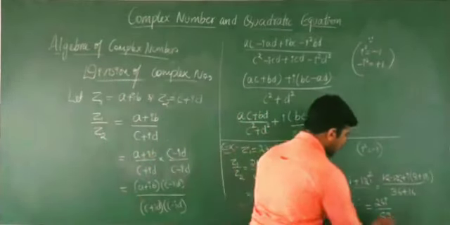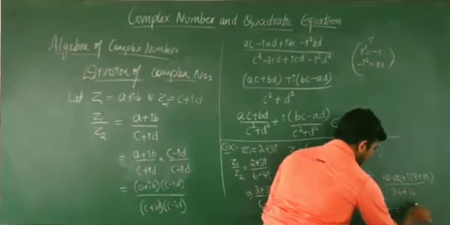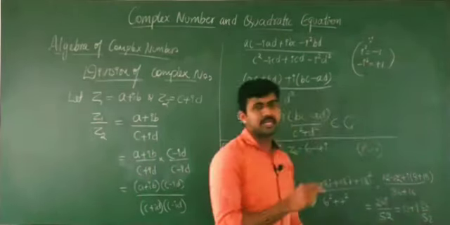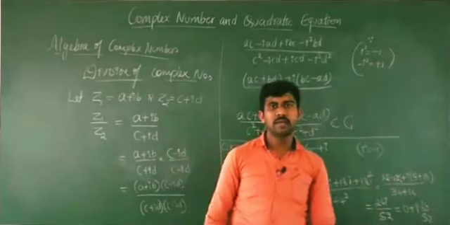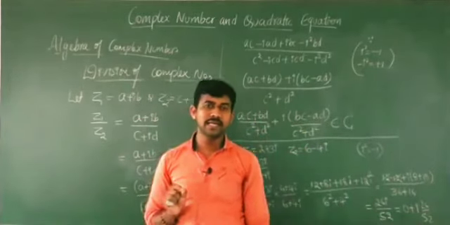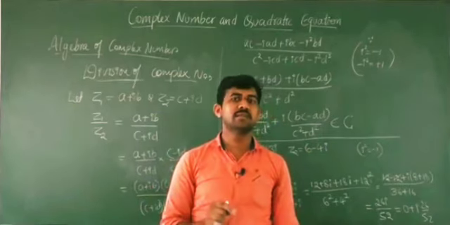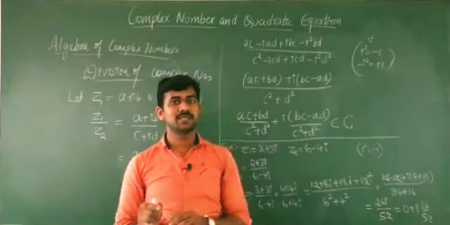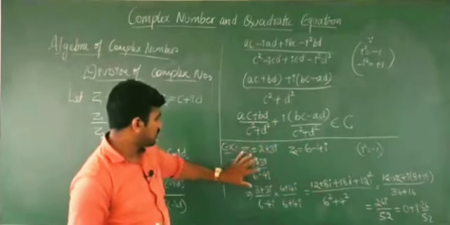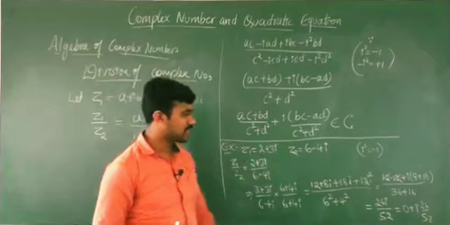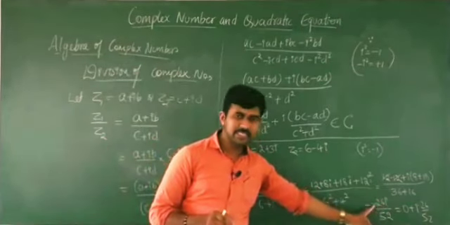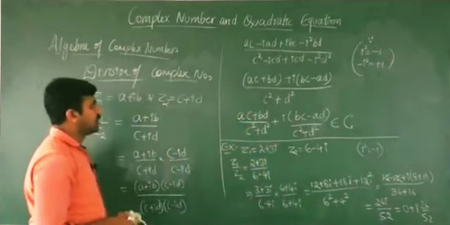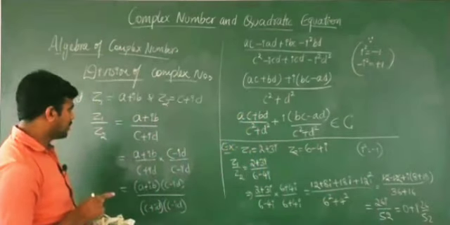Or you can write this one as 0 plus i into 26 by 52 also. It is in the form a plus ib. a is nothing but 0 here. It means clearly it is a purely imaginary complex number. Purely imaginary complex number means the real part is 0. So the division of two complex numbers gave us a purely imaginary complex number here. Okay, this is about division of complex numbers.